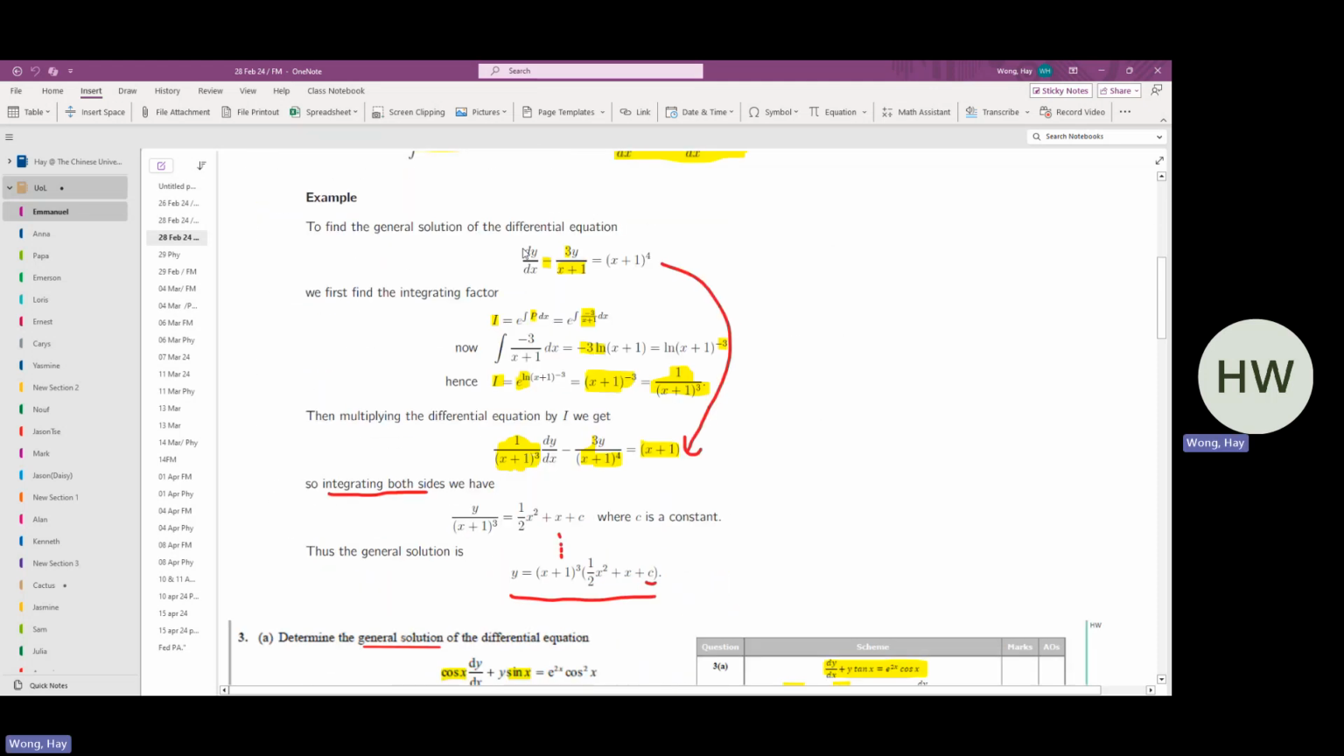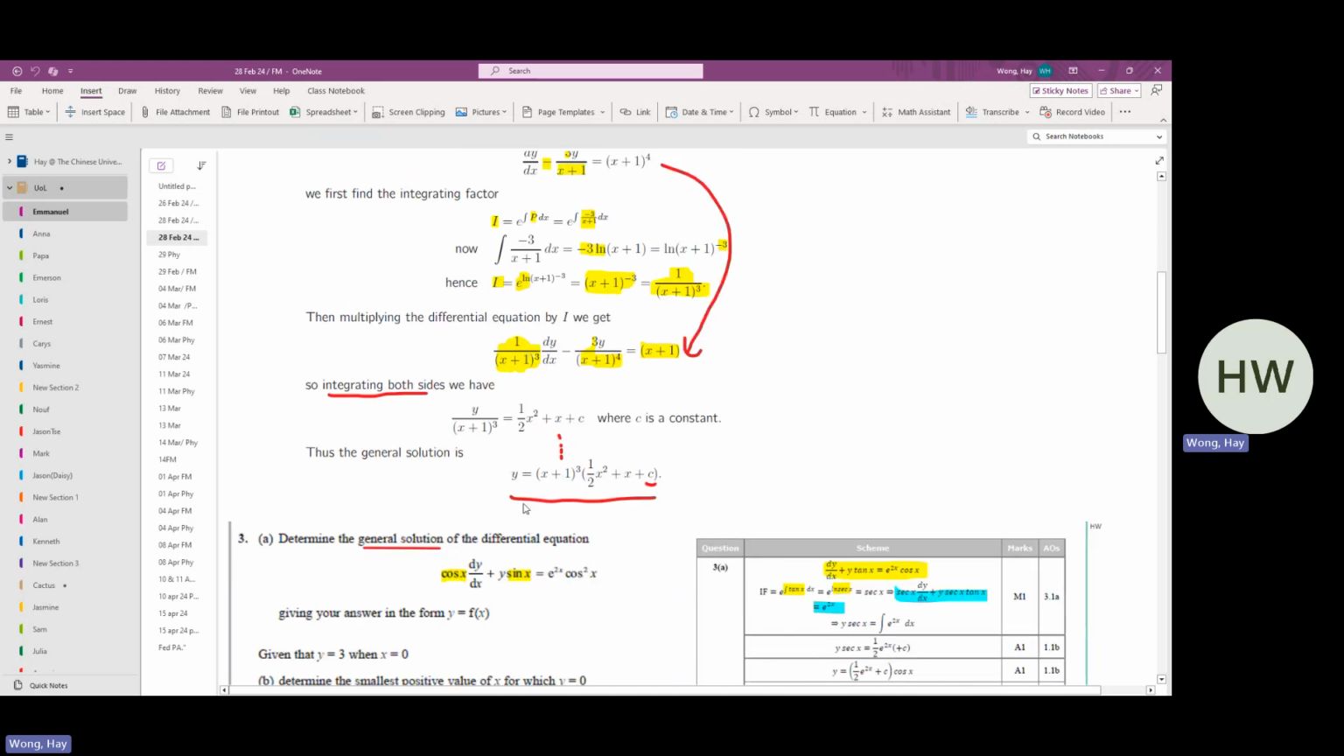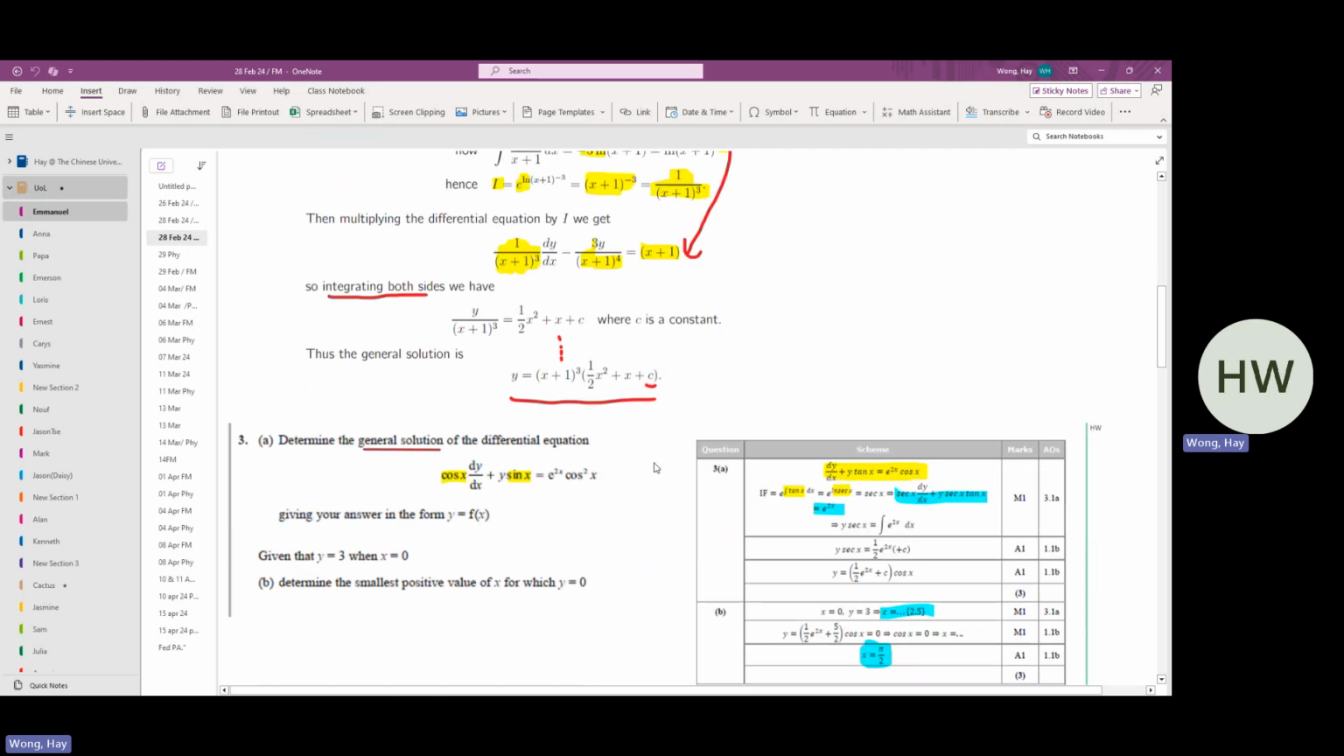Using an example to illustrate the idea. For example, you have dy over dx minus 3y over x plus 1 equals something else on the right-hand side. You first of all ignore the right-hand side. You simply work out the integrating factor. And once you have your integrating factor sorted out, you then try to sort out your right-hand side. Okay, so you have to integrate both sides in order to figure out your final solution.